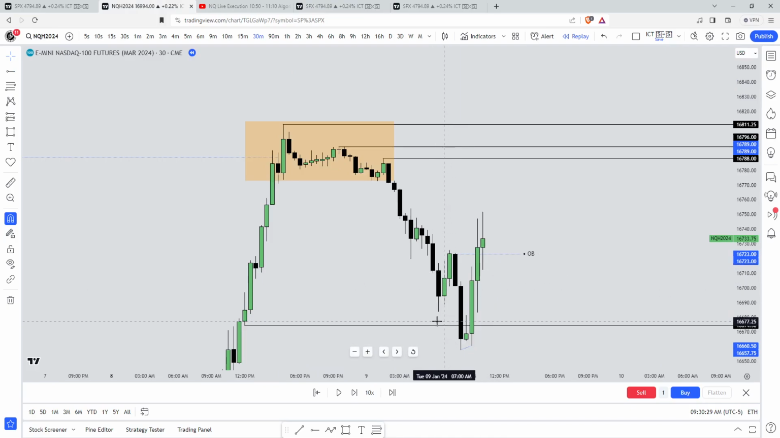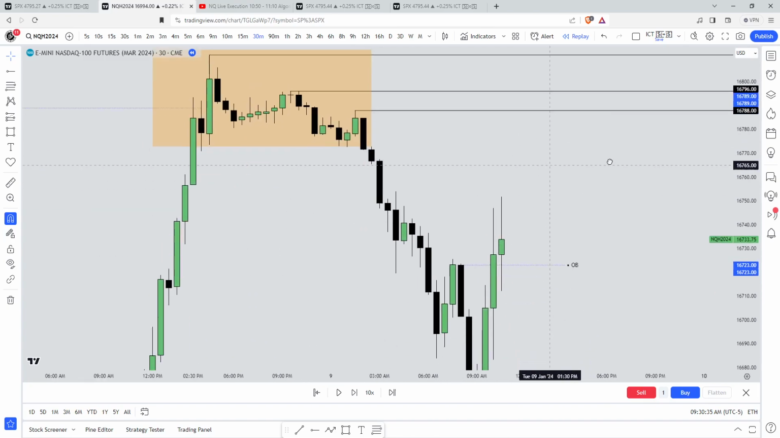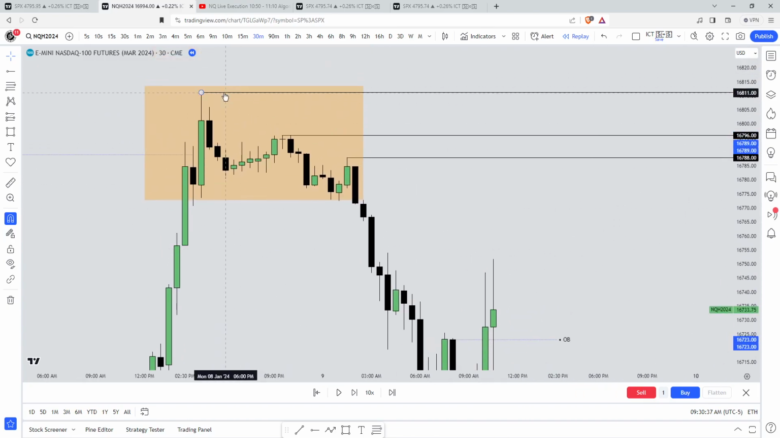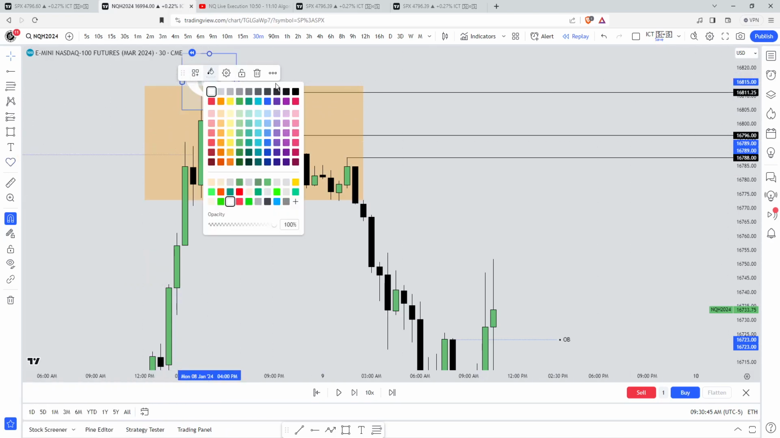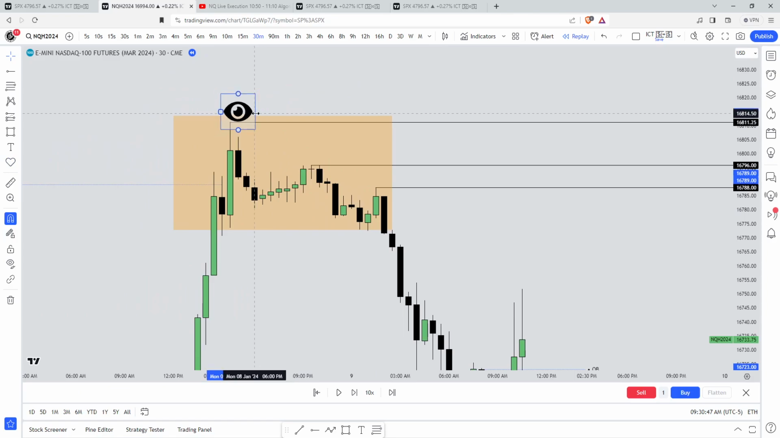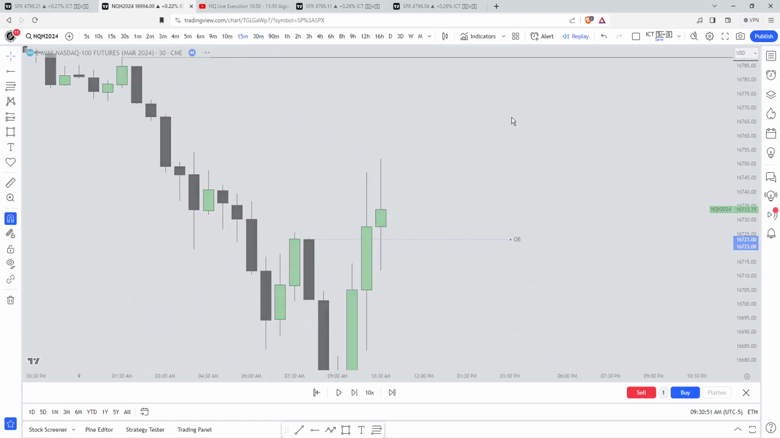Change in the state of delivery, beneath sell side liquidity. It's likely to target the engineered liquidity. So we perfectly have this cluster of highs here. The bias is for price to trade up to here. Note this level: 16,811.25. This is when you'll see me put that little eyeball on my chart, because that's where I think price will reprice back to. Now we can go on to a lower time frame.